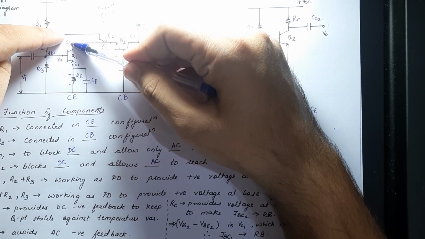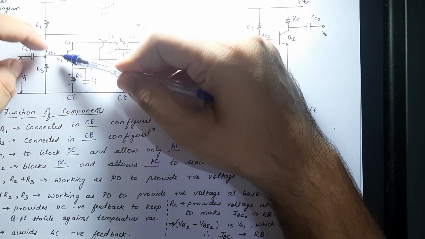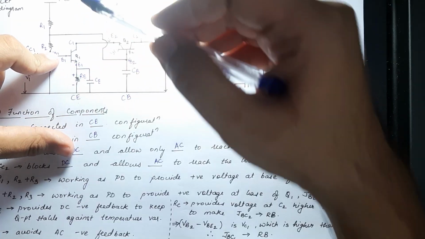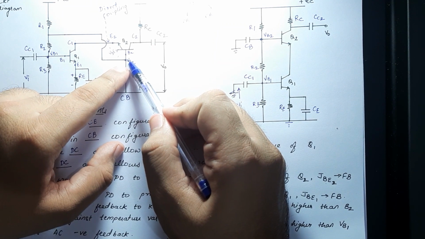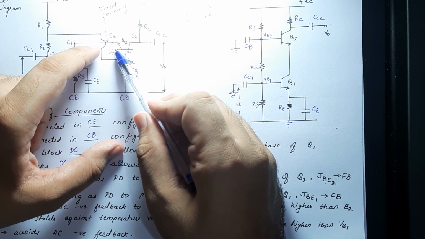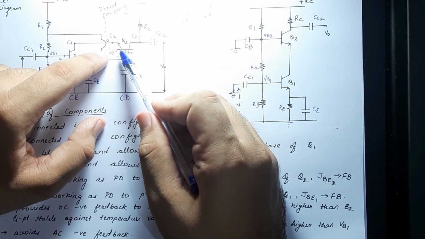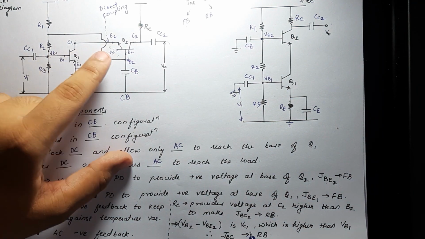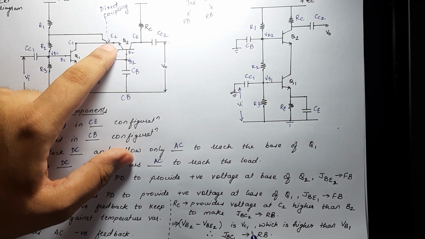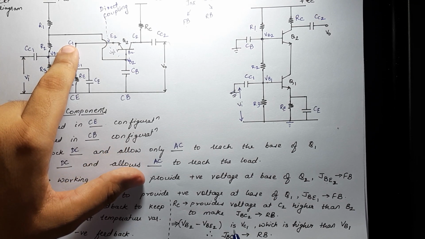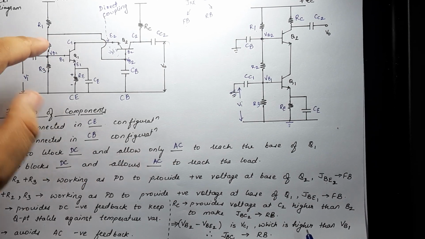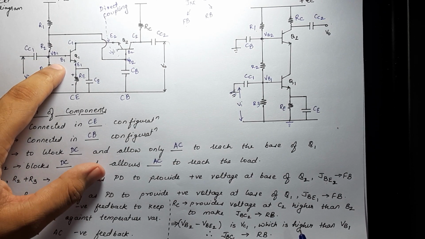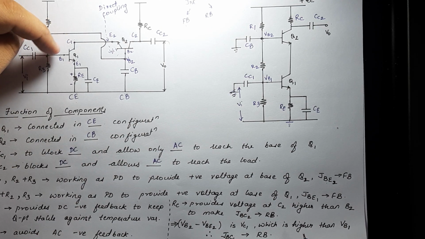In other words, if the voltage at my collector C1 is higher, it will be higher than the base, so that junction will become reverse biased. Hence VB2, that means the voltage over here, minus the voltage VBE2, which is nothing but E2, is nothing but C1, which is nothing but the voltage at C1, which is higher than B1. Hence this makes this diode reverse biased.